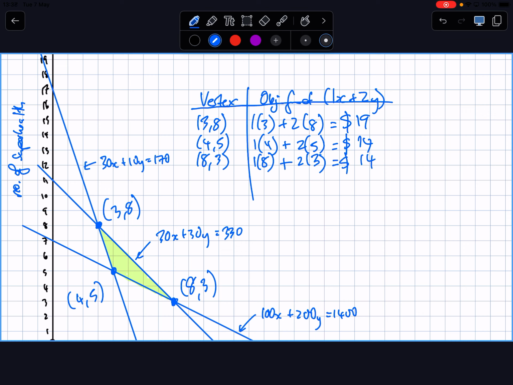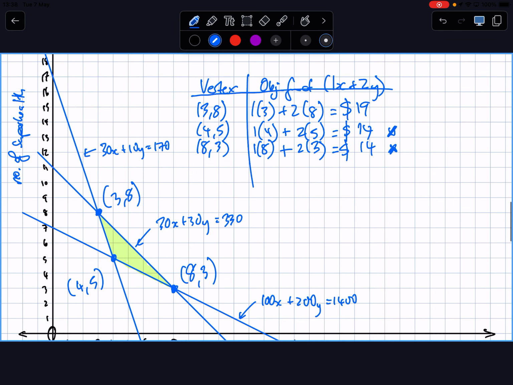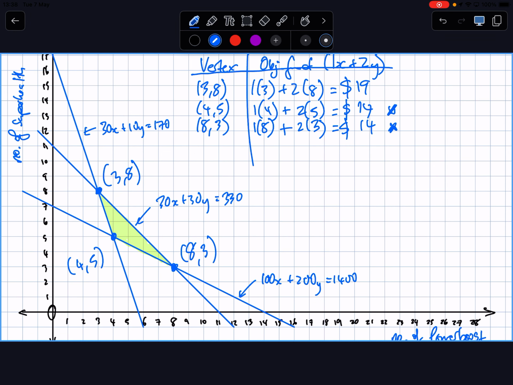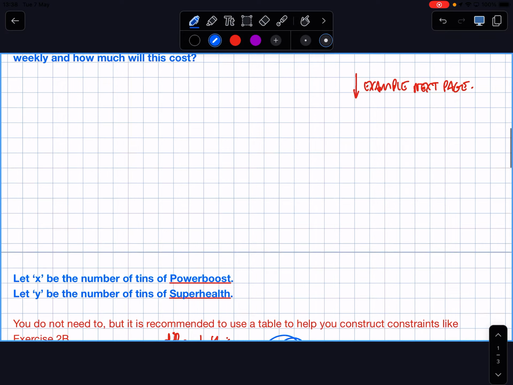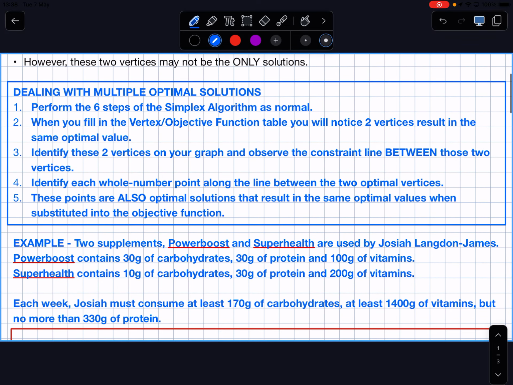So in all the exercises that you've done before, there would only be one of these that's the best. How many are the best now? 2. There's 2. So how are multiple optimal solutions different? Put a star next to both. You've identified that there's 2 possible optimal solutions, but that's not the end of it. Go to the steps, and what does it say? Identify the 2 vertices on your graph and observe the line between those 2 vertices.